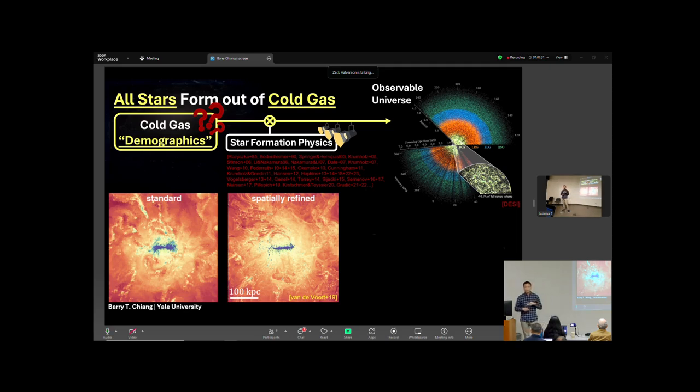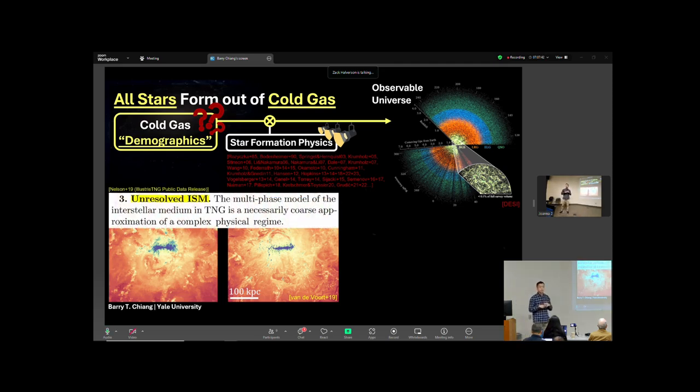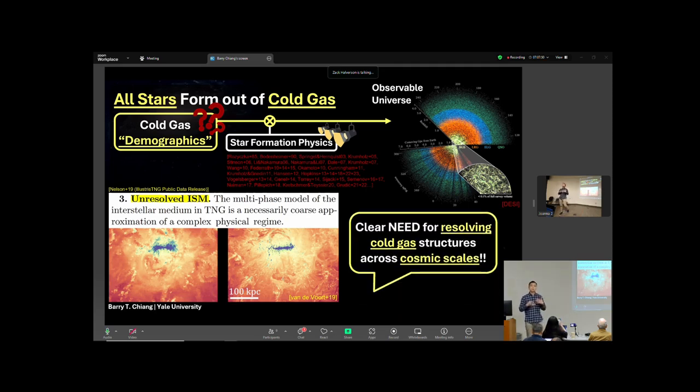I would also like to bring out this quote from the IllustrisTNG public release paper, which recognizes that still one of the core issues with the current simulation suites is that they don't have the resolution to properly resolve the ISM. And so it is really calling for the need to resolve cold gas across cosmic scales. And obviously this is a multi-scale problem, so we are approaching this whole process with a divide and conquer approach.